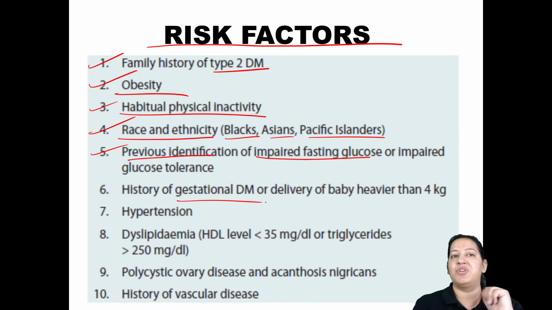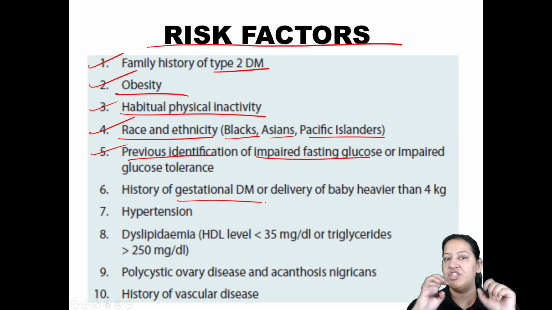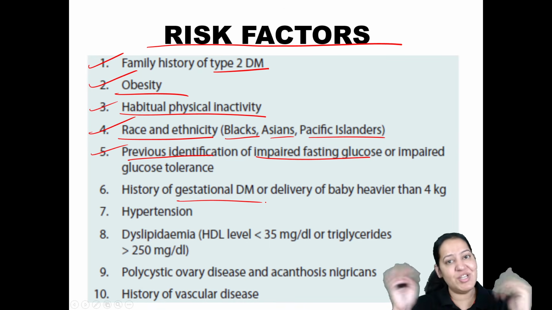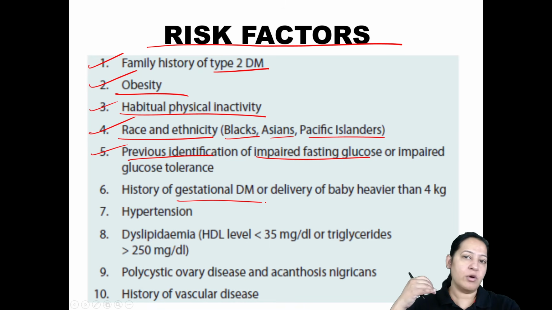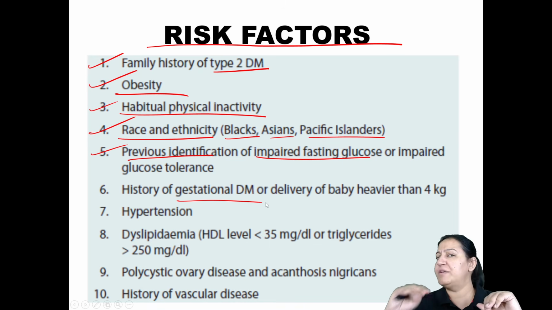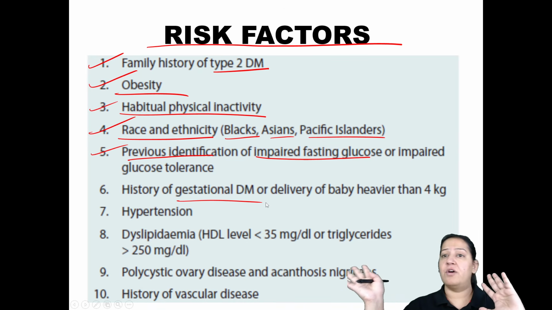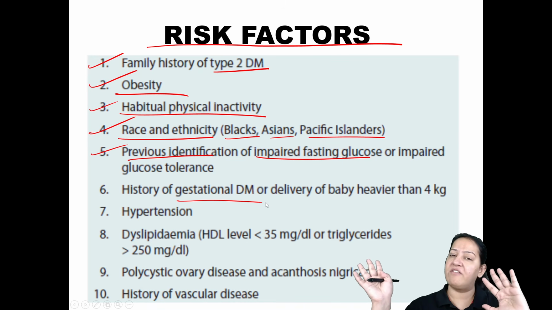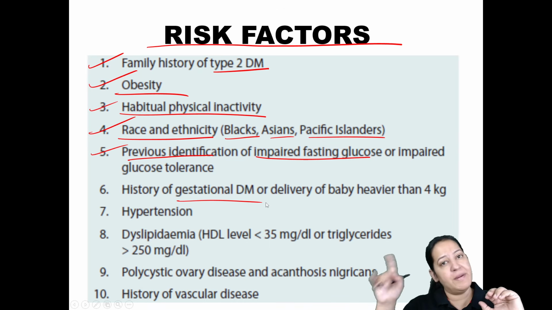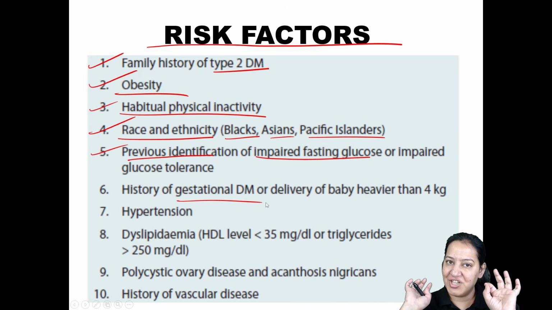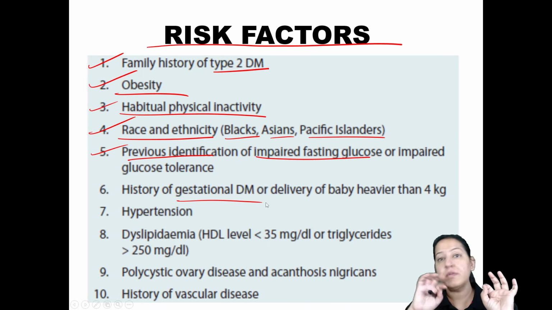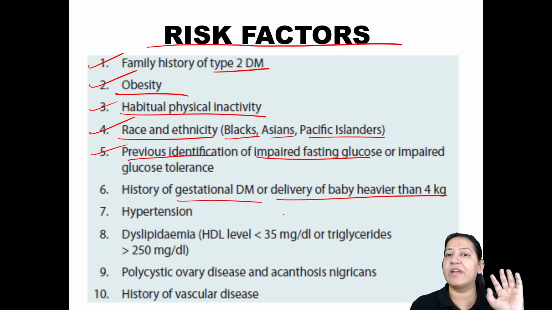History of having gestational diabetes. Imagine a lady who got pregnant and during pregnancy she is diabetic. Before pregnancy she was not diabetic, and just after delivery of the baby she becomes normal again, she is non-diabetic. But after 50 years of age she has high chances of developing diabetes because she was diabetic at the time of the pregnancy. So gestational diabetes mellitus, or delivering a baby heavier than 4 kg at birth, these are the risks of developing diabetes in that lady in future, right?